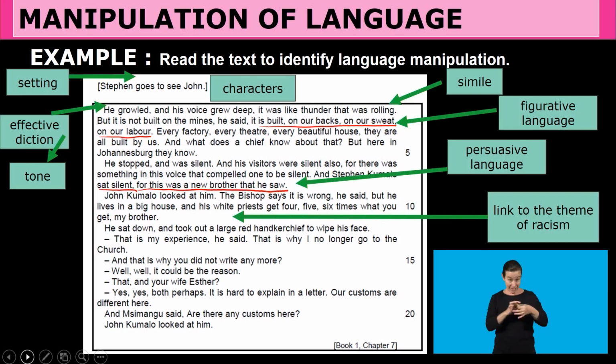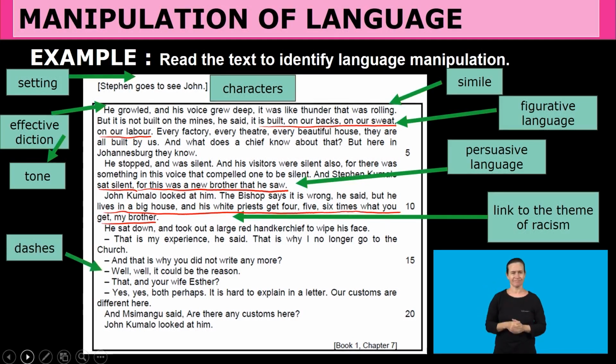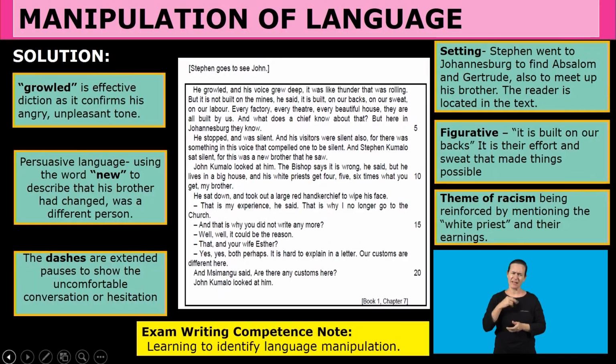Link to the theme of racism. He says, "he lives in a big house and his white priests get 4, 5, 6 times what you get." So why are the white priests getting more money than his brother? He's concerned about that. Look at the dashes. The dashes there indicate something. What is it indicating? So let's move quickly to see if our solution can assist us.